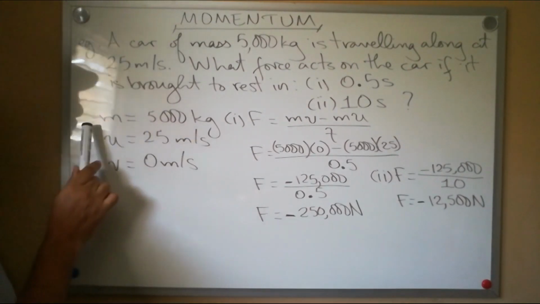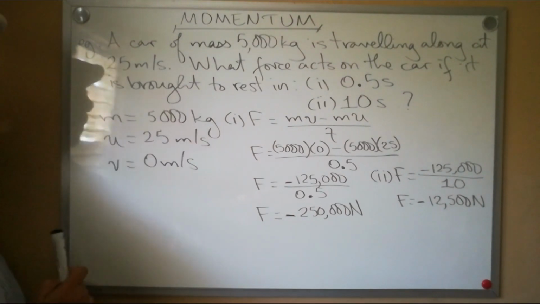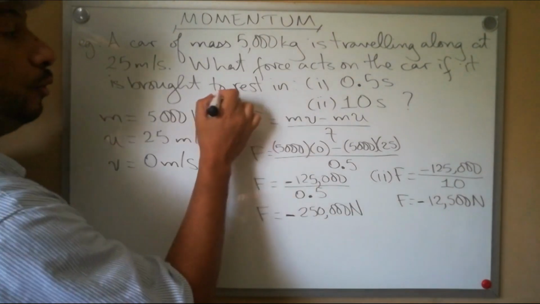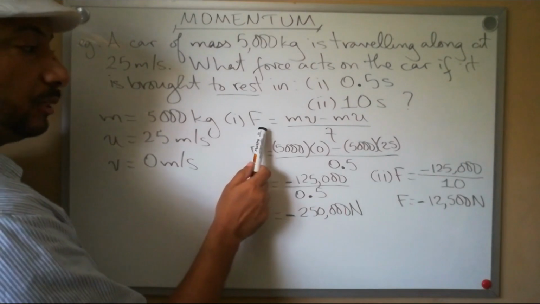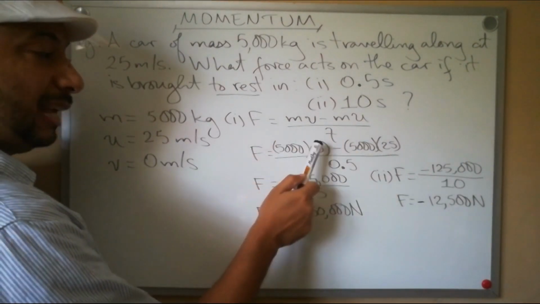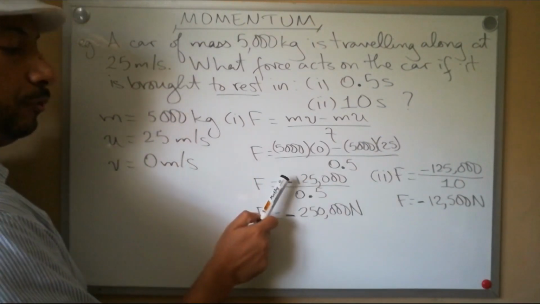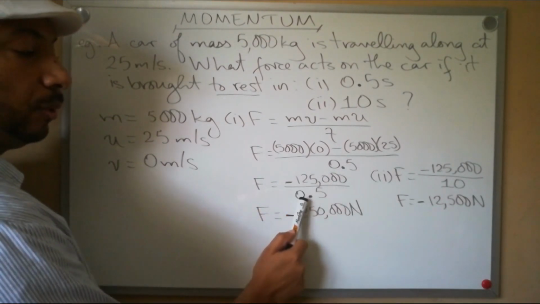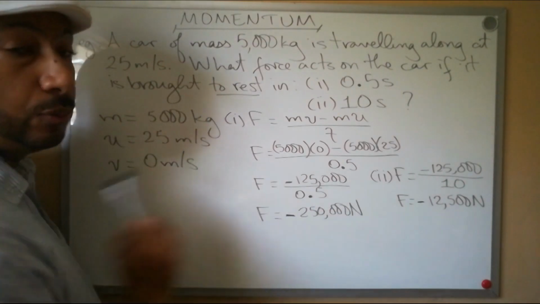So we identify our givens. The mass is 5,000 kilograms. The initial velocity is 25 meters per second. The final velocity is 0 meters per second because it is brought to rest. So let's see. We have our formula F equals mv minus mu all over t. Substituting our values, 5,000 times 0 minus 5,000 times 25 divided by 0.5. So that will give you negative 125,000 kilogram meters per second divided by 0.5 seconds. That works out to negative 250,000 newtons.